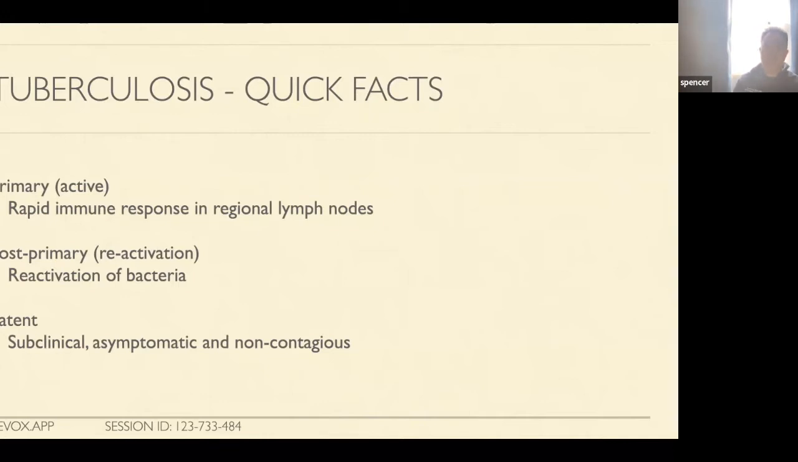Latent infections are subclinical and asymptomatic. They're usually non-contagious. However, 1 to 13% of healthy patients usually have some sort of post-primary or reactivation disease. The risk for reactivation is usually higher in those who are infected with HIV and those over the age of 50. Just around 5% of patients with latent disease may actually progress to active disease within 2 years of their initial exposure. We're going to go into our first section.